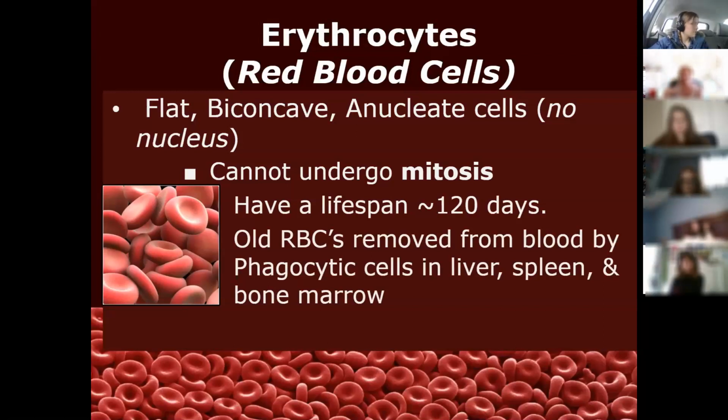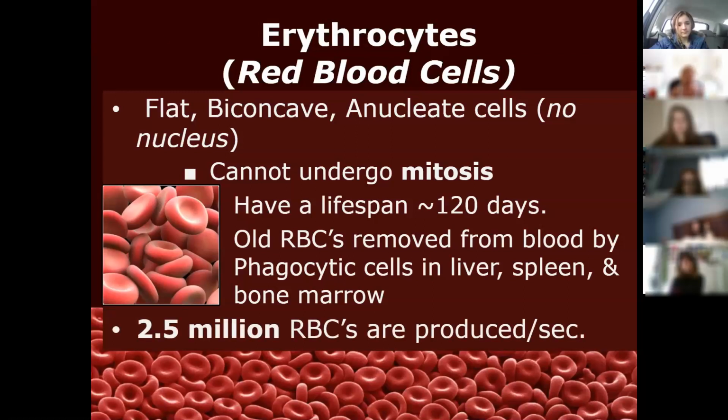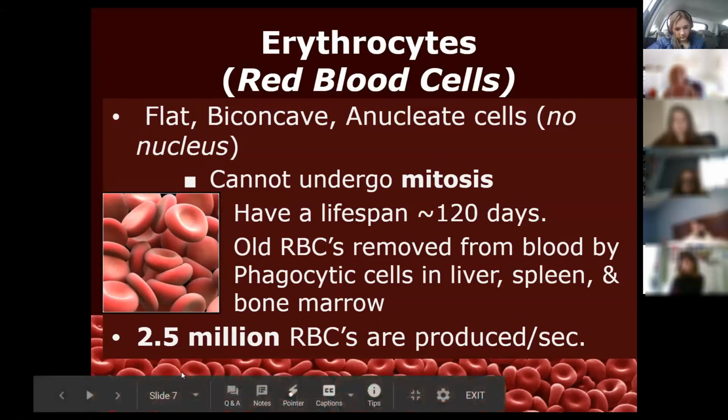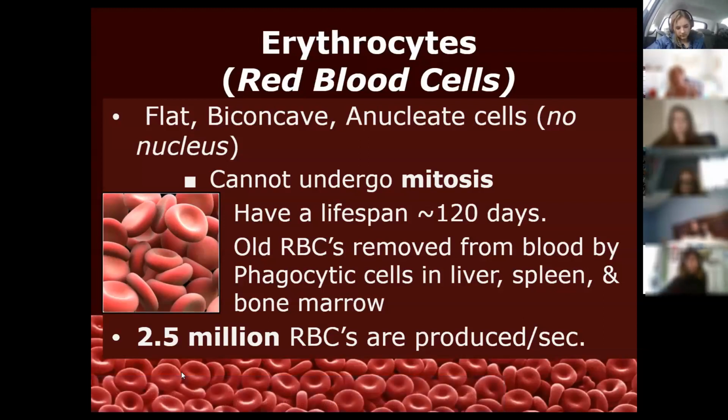So we have phagocytic cells. Phagocytic cells are eating cells. They gobble up old cells. And they'll be taken out through liver and spleen. Okay. Interesting fact. Now, I would not quiz you on this number, but you make 2.5 million red blood cells every second. That's kind of an amazing fact, I think.